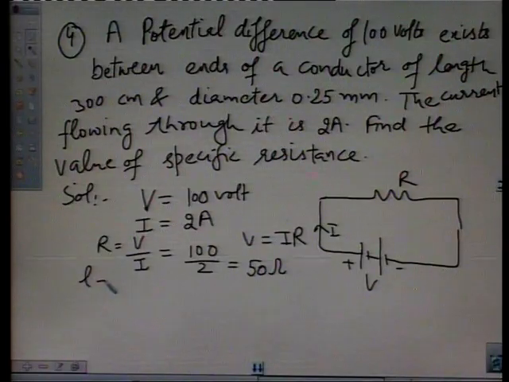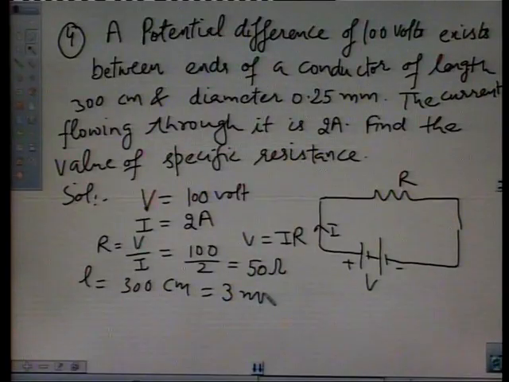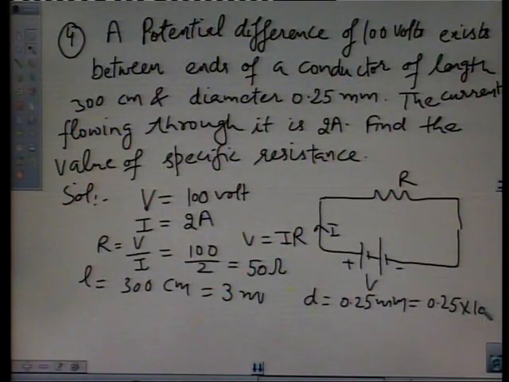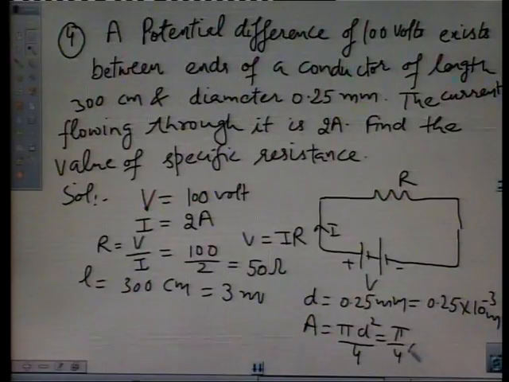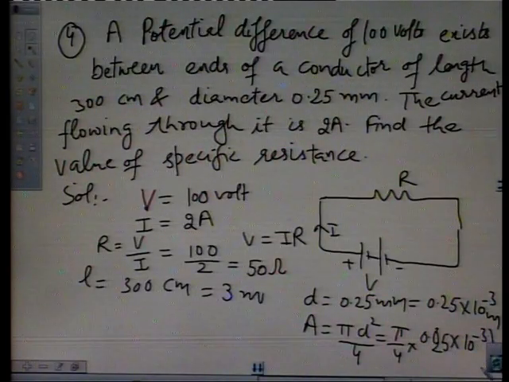Now, the length of the conductor is 300 centimeter, which can be converted into meter. So it is equal to 3 meter, and the diameter of the wire is 0.25 millimeter. This is equal to 0.25 into 10 raised to power minus 3 meter. So, the area of cross section of the wire is equal to pi d square upon 4. So this is equal to pi upon 4 into 0.25 into 10 raised to power minus 3 whole square.